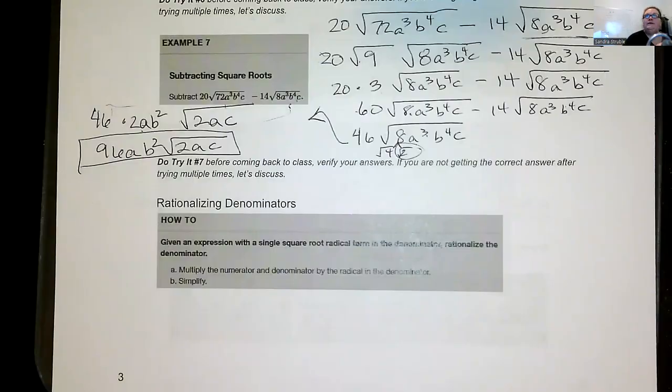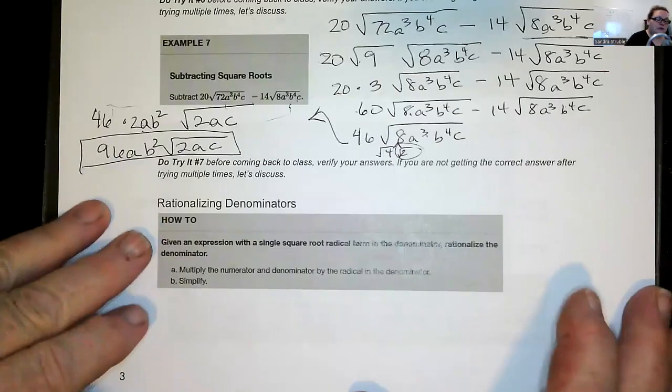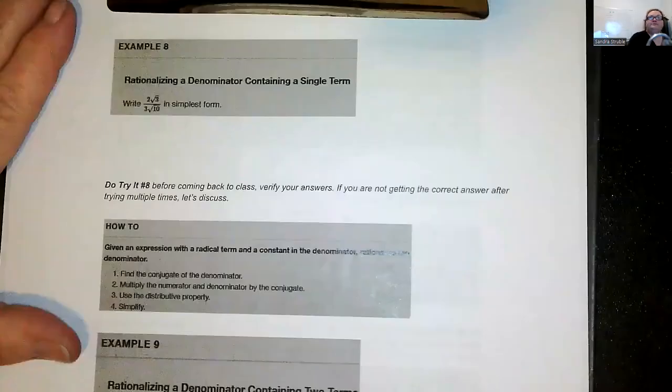All right, rationalizing denominators. Now, if you took 550, you most certainly did not learn how to do this. What you basically need to understand is you cannot answer a question with a square root in the denominator. If you do that, it is incorrect mathematically. And the most important thing is it's like a little puzzle to figure out what you need to multiply by in order to get rid of that square root that's in the denominator. So let's look at an example here.